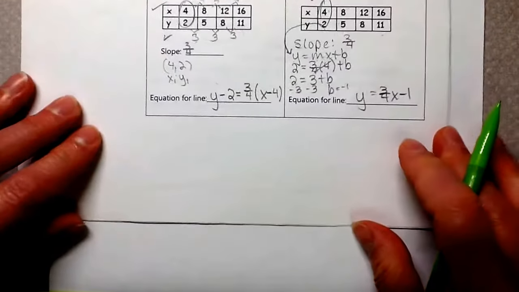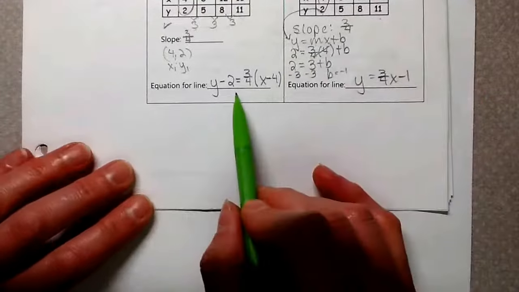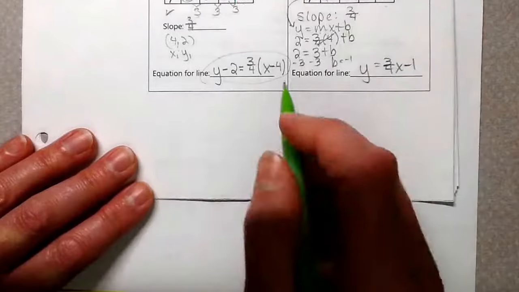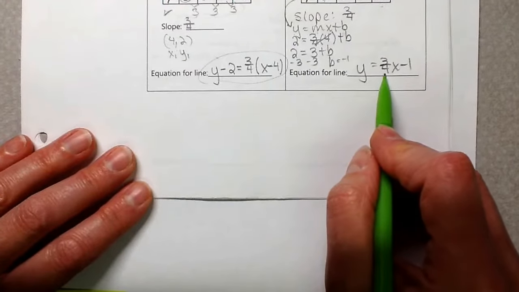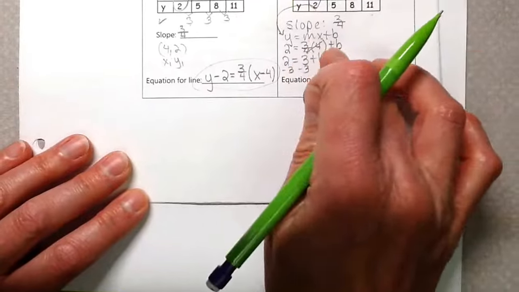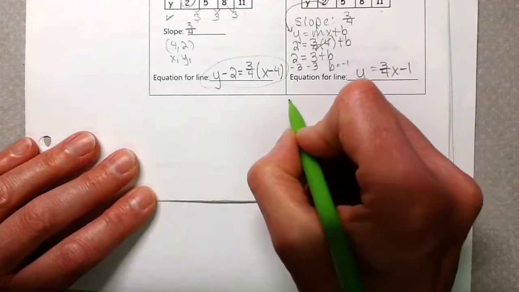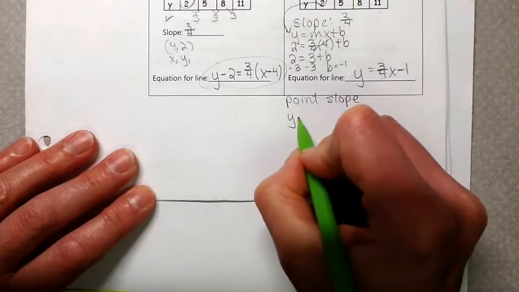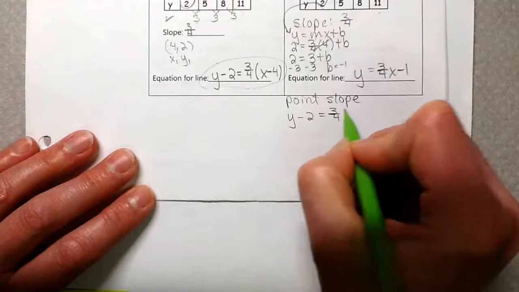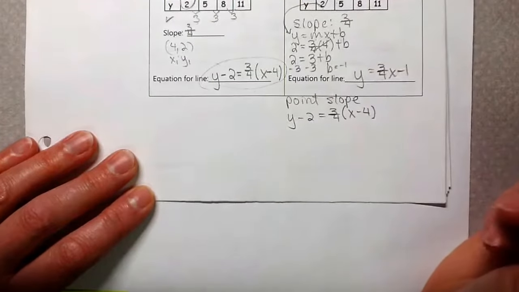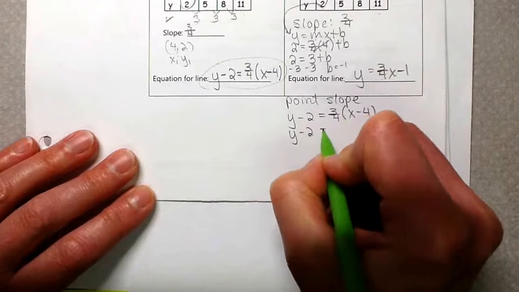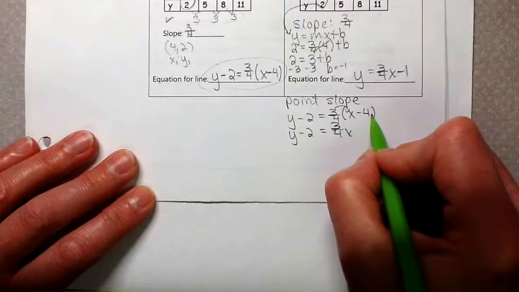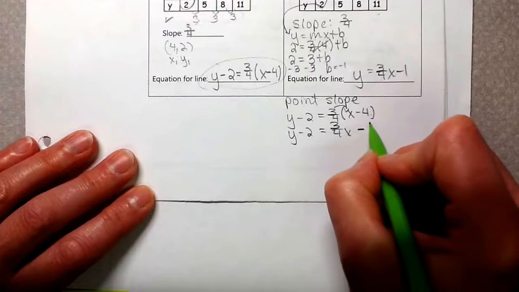Now, we can also do that using point-slope. So let's take this equation and we can put it in slope-intercept form. So these two are the same, so we don't have to go through writing the point-slope again. So let's just write point-slope here. And we're going to do y minus 2 equals 3 over 4 times x minus 4. So we have y minus 2 equals 3 over 4 x. I'm distributing here.